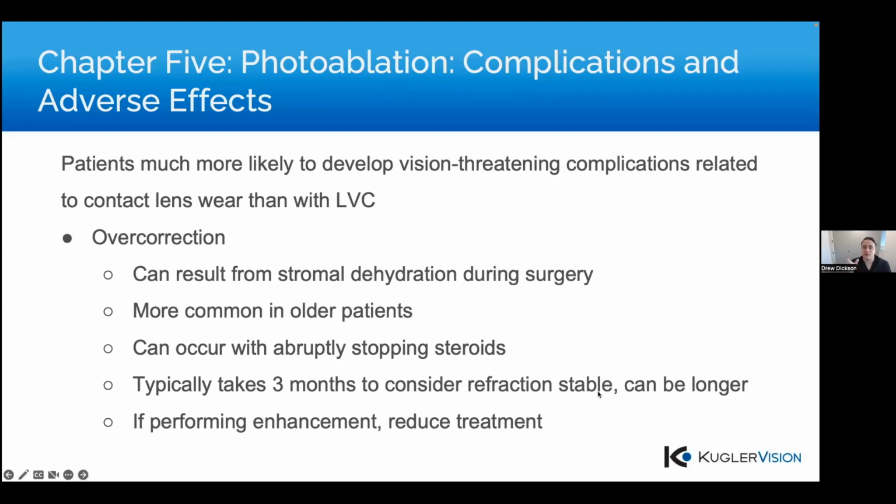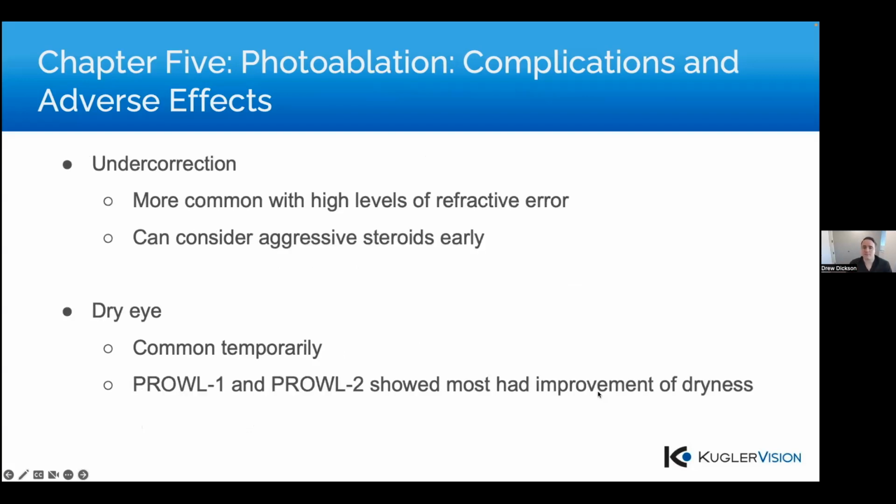If we went to do an enhancement later to treat that +1, we would typically back that off. So we'd probably do either just treating like a half a diopter or 0.75 diopters, because they tend to have more reaction to the treatment. So undercorrection, more common with high levels of refractive error. If you do notice early on that you have an undercorrection, you can consider aggressive steroids early to modulate the wound healing.